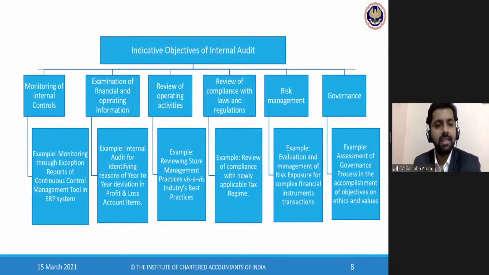So these are just indicative, these are not exhaustive as the name says, but you should remember at least these 6 indicative objectives for your examination purpose. And you can obviously put in your own examples. You don't need to memorize these examples and quote them in the exam, even if they are provided in the study material, but please make them relevant.